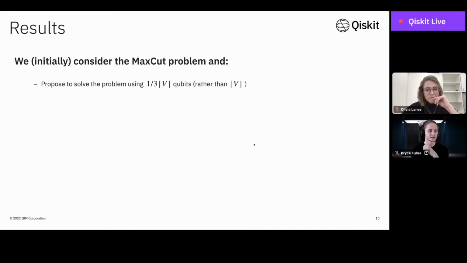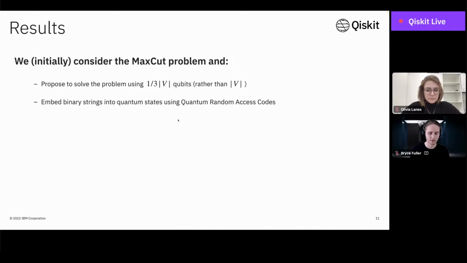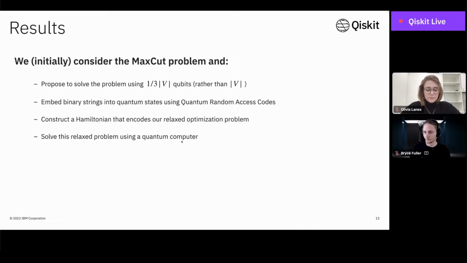Cool. So the main result for this first part of the talk is that I'm going to propose a way to solve this problem using roughly a third of the qubits that you would naively need to use for existing optimization algorithms on quantum hardware. We're going to do this by embedding our solutions into quantum states using something called quantum random access coding, which we'll discuss. This is going to allow us to encode our problem into a relaxed Hamiltonian version of the problem.